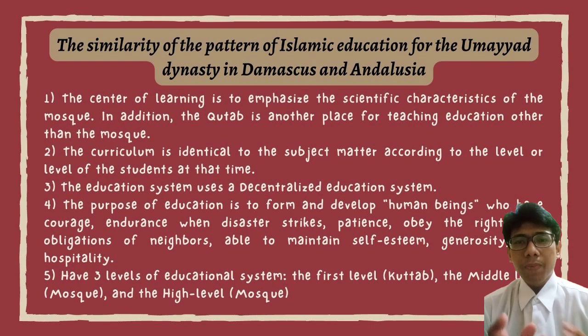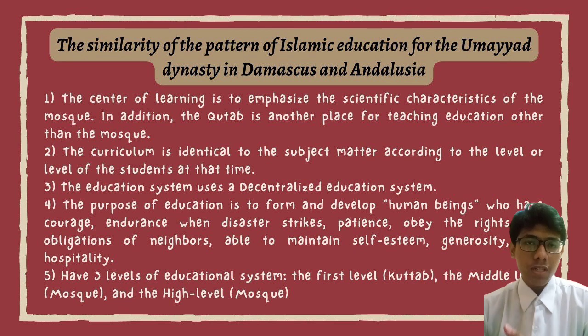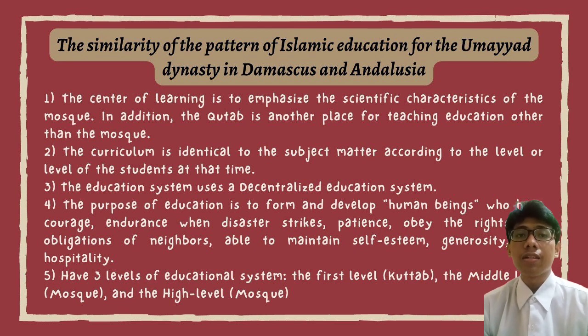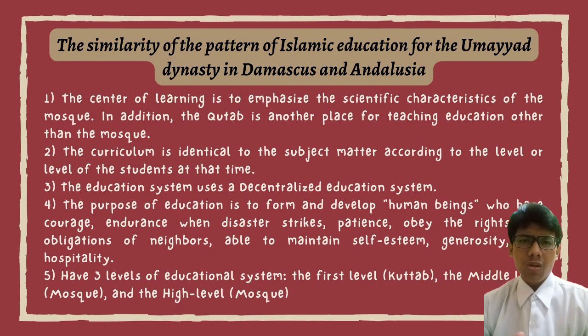The similarity of the pattern of Islamic education for the Umayyad dynasty in Damascus and also in Andalusia. First is the center of learning. The center of learning emphasizes the scientific character of the mosque, so that it becomes a center for the development of high science of Islamic society. In addition, the Kuttab is another place for teaching other than the mosque. The curriculum is adjusted to the subject matter according to the level of the student at the time, with a classification of lower education curriculum and higher education curriculum.